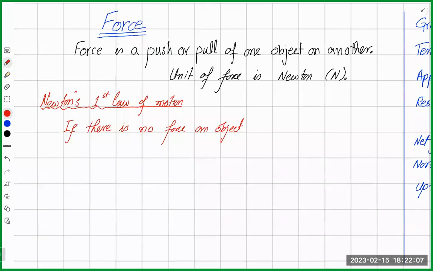If there is no force on an object, there will be no change in its motion. Okay, there will be no change in motion. It does not mean that there will be a motion.